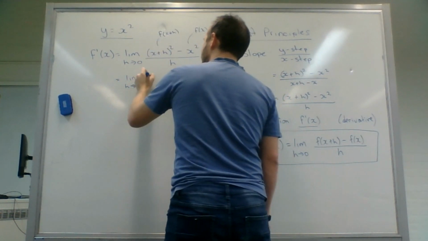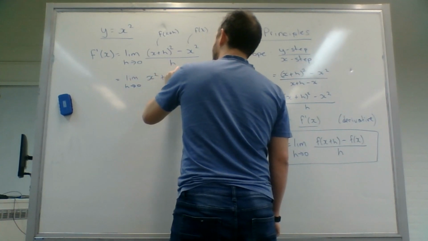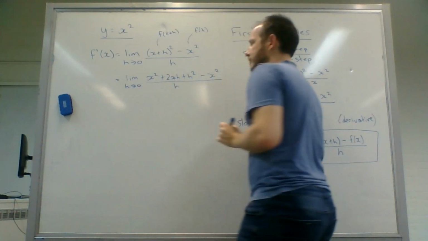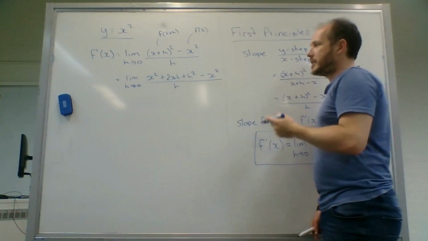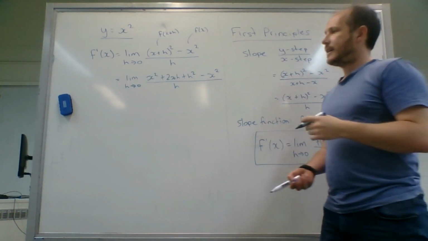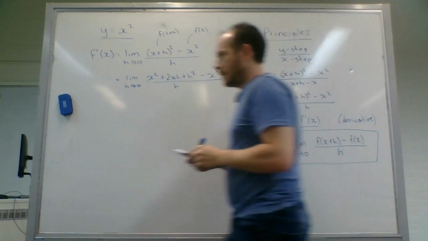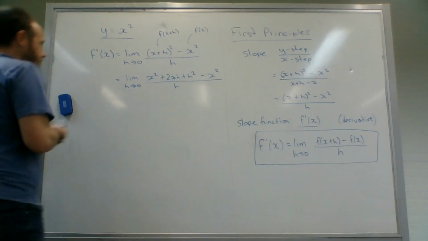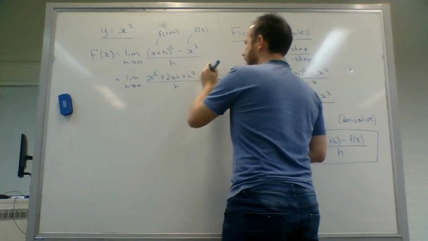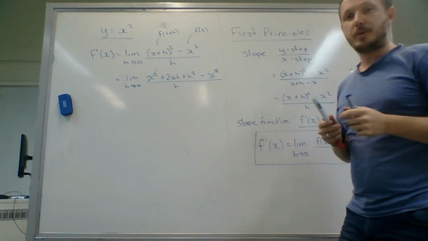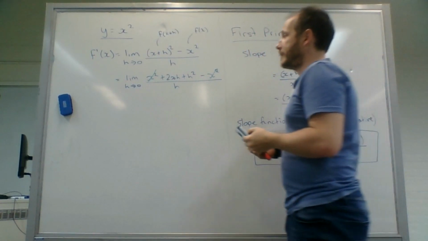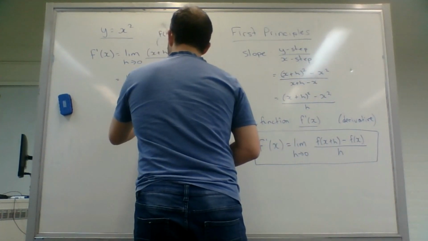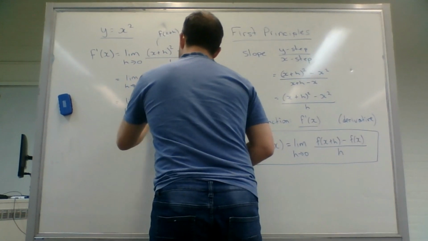Now, if we expand this out, we'll get x squared plus 2xh plus h squared minus x squared over h. At this point, if you've done your expansion correctly, you should notice that something will cancel out. You'll notice that the x squared and the x squared will cancel out. So all terms that don't include an h will cancel out. So what we've got is the limit as h goes to 0 of 2xh plus h squared over h.